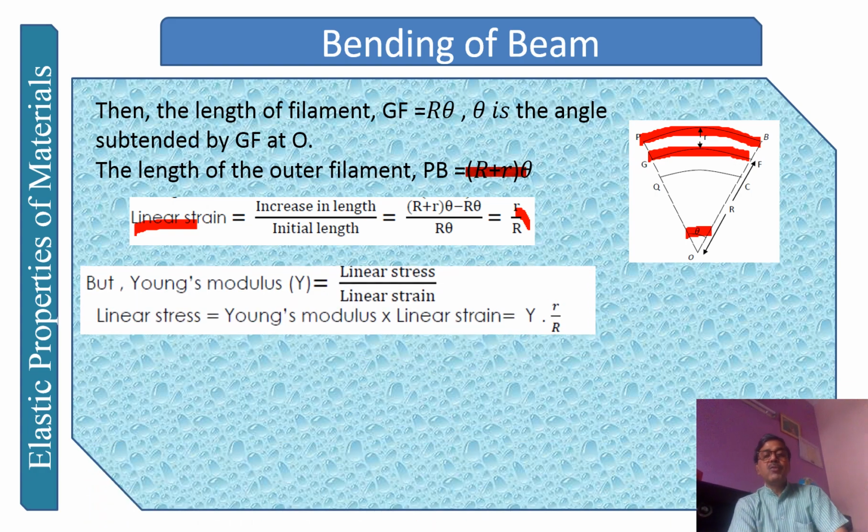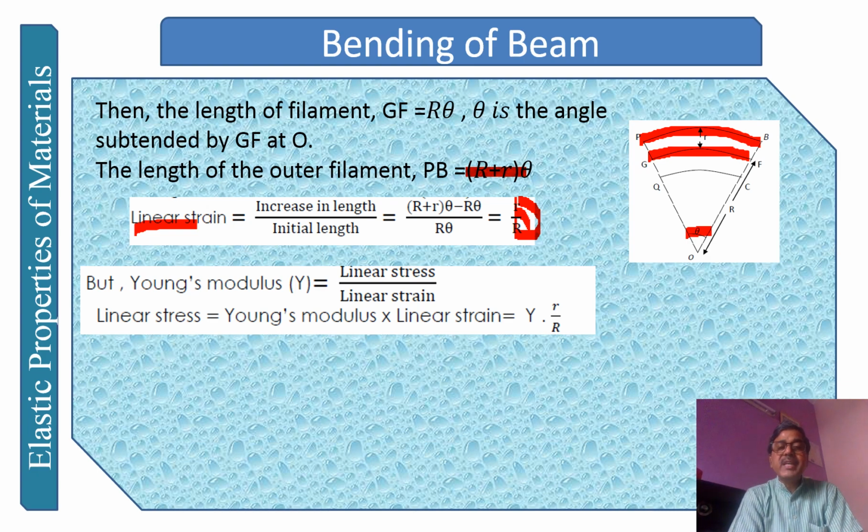Now let's calculate what will be Young's modulus. So Young's modulus is equal to stress upon strain. Okay, so from here, just do the cross multiplication. Linear stress is equal to Y, this is your Young's modulus, into linear strain. The linear strain that you have calculated is r upon R, so that value we have substituted over here.